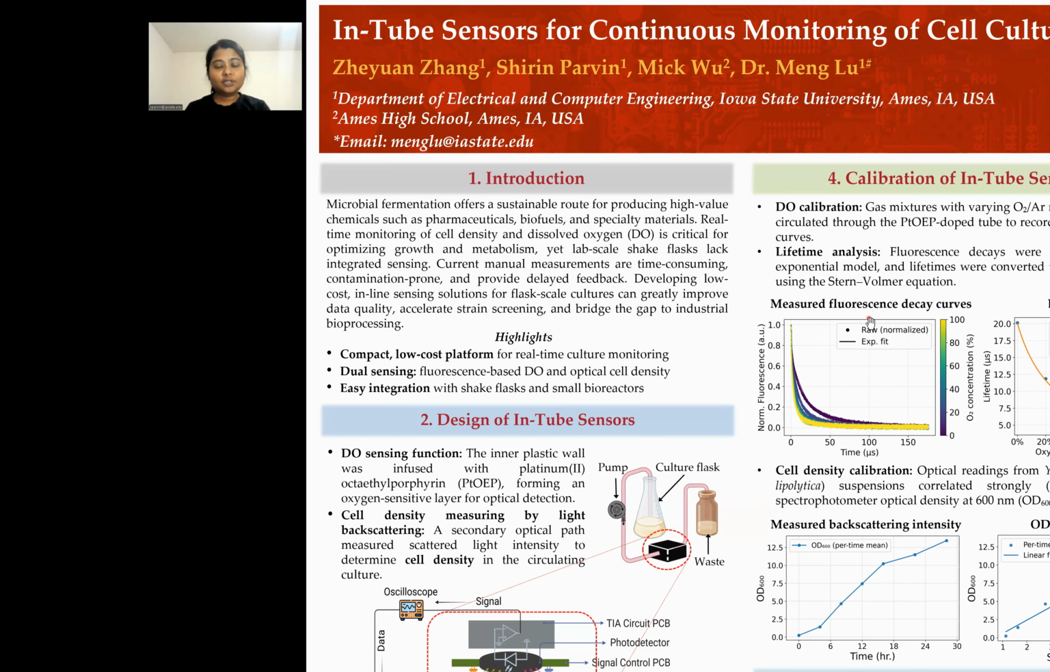For cell density monitoring, the current practices are time consuming, error prone, and can cause contamination risks, and also provide delayed feedback. To address these issues, we have developed a system which is compact and low cost and has easy integration with a shake flask or small bioreactor. In our system, we have the dual sensing capabilities of fluorescence-based dissolved oxygen measurement as well as the backscattering-based cell density measurement. Now, let us look more deeply into our design of the in-tube sensors.